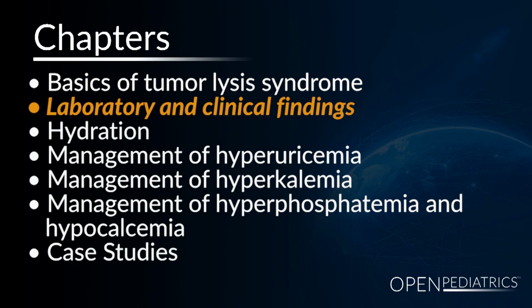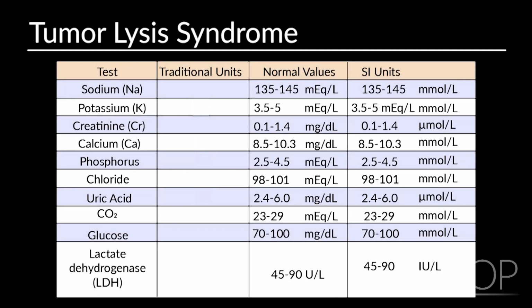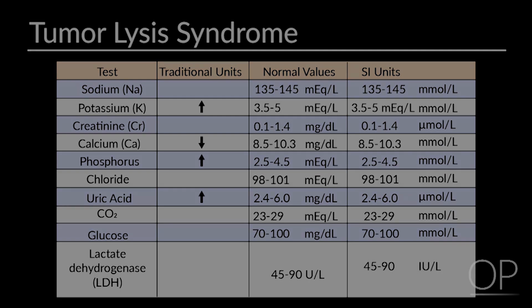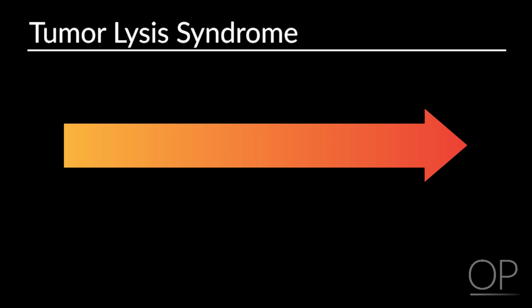Laboratory and clinical findings. So with these cells all bursting, what would we actually see from a laboratory standpoint? We would see hyperkalemia, hyperphosphatemia, hyperuricemia, and hypocalcemia. So as you are thinking about these laboratory values, we need to think about how we're going to classify tumor lysis syndrome. We can classify them two ways. One is a laboratory tumor lysis syndrome, and the other is a clinical tumor lysis syndrome.